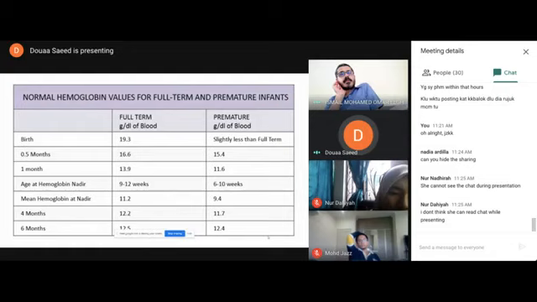So anemia is defined as hematocrit or hemoglobin concentration more than 2 standard deviations below the mean for age. Or we can define it as central venous hemoglobin of less than 13, capillary hemoglobin of less than 14.5, or hematocrit less than 45% in infants.